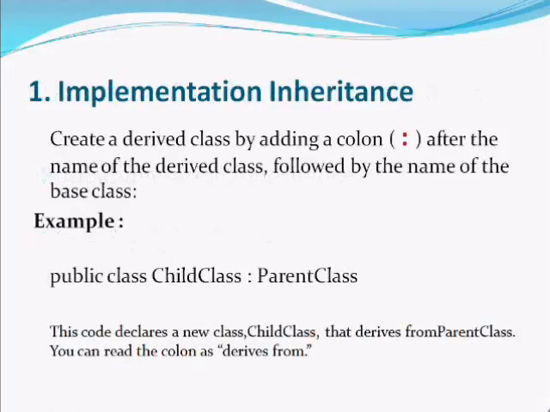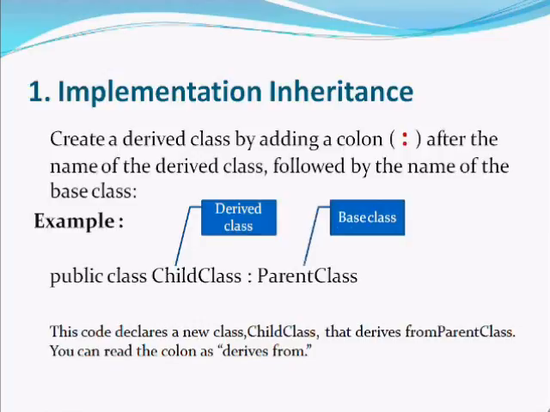Now we will look at implementation inheritance. In C#, you create a derived class by adding a colon after the name of the derived class followed by the name of the base class. The derived class inherits all the members of the base class, both member variables and methods. The derived class has access to all the public and protected members of the base class.